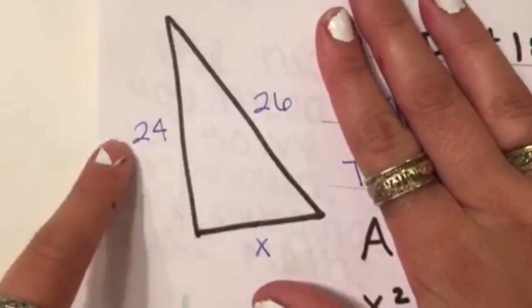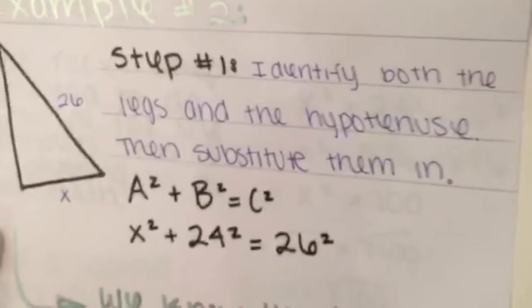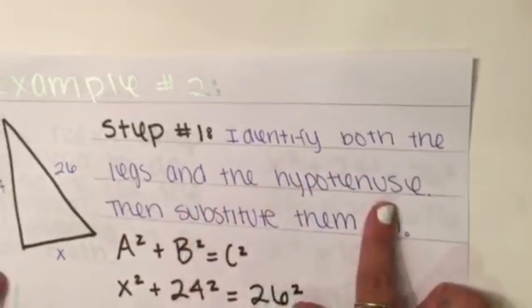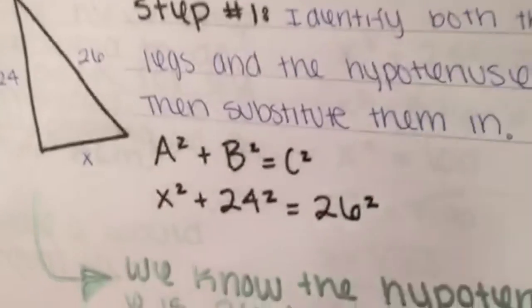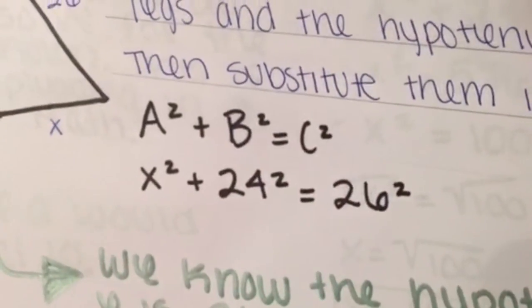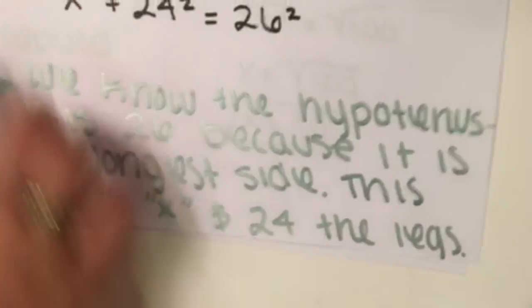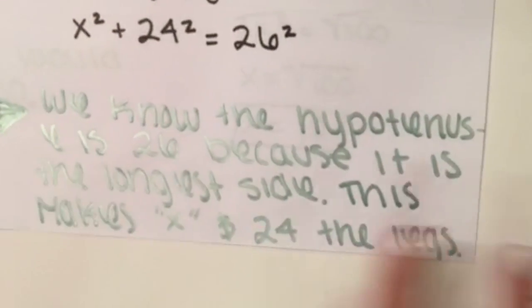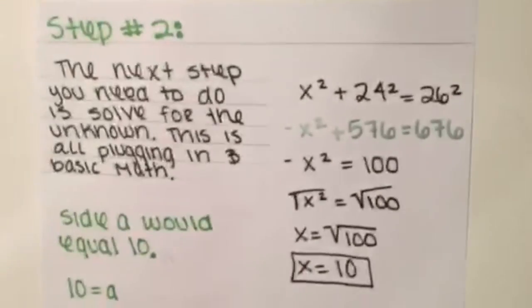So you have one of your legs, well, this is the hypotenuse, and then you want your other leg. So the first step that you need to do is identify both the legs and the hypotenuse and then substitute them in. So here's the equation, a squared plus b squared equals c squared. And you just plug them both in. And we know the hypotenuse is 26 because it's the longest side, you can tell. And so that would make x and 24 the legs, and that's important for the equation.